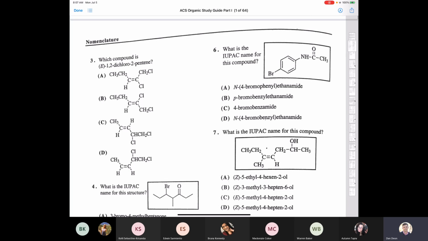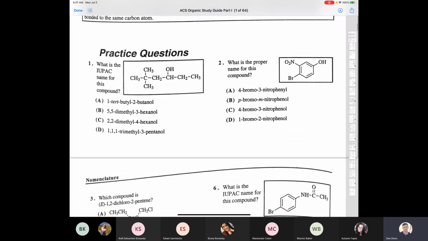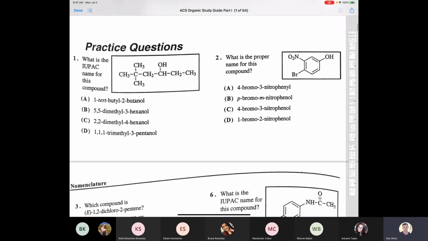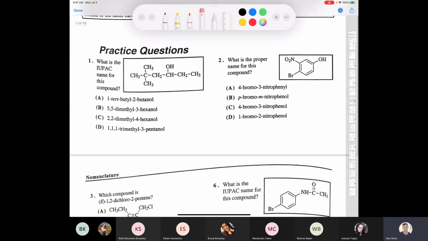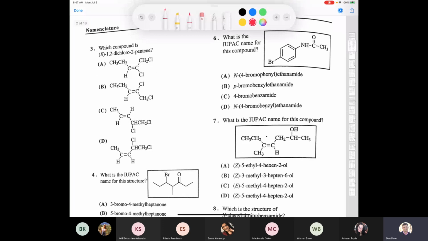Now you'll notice that the first question I have in the nomenclature section, and that's where we are right now, we're in nomenclature, is question number 1, but I'm actually going to skip that. We're going to come back to it in a second, but I actually wanted to start with question number 3. So I think this is a very reasonable question for Organic Chemistry 1. It says, which compound is E,1,2-dichloro-2-pentene?